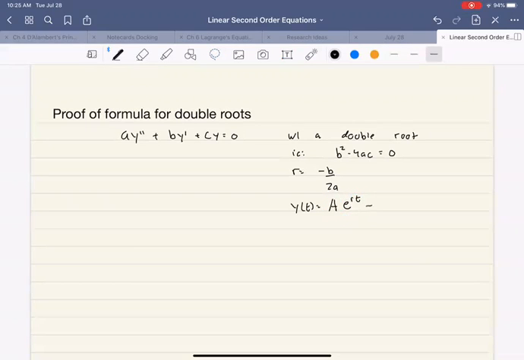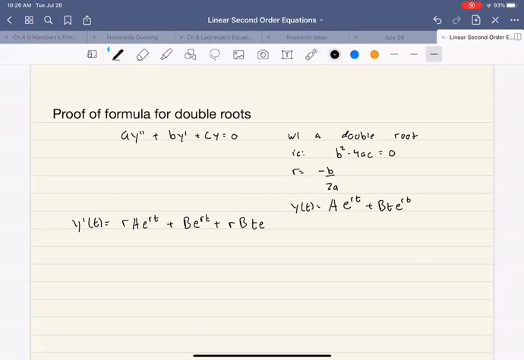A e to the rt plus bt e to the rt. Now these are capital A's and B's. They're different than the lowercase a's and b's, in order to basically mimic what we did in the last example. So y prime of t is r A e to the rt plus B e to the rt plus rBt e to the rt.